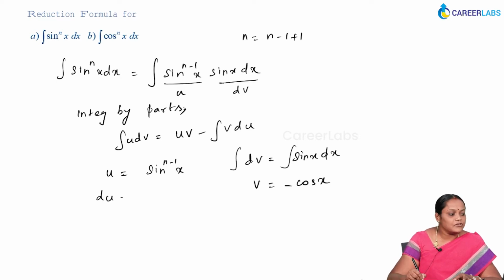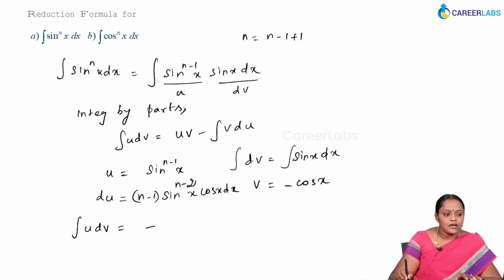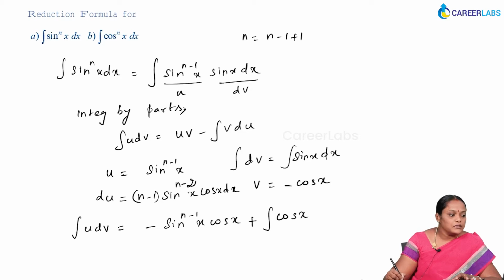Same way, when you come to this part, differentiation of u is du, which is equivalent to n minus 1 sin to the power n minus 1 giving n minus 2, so sin^(n-2) x, and differentiation of sin is cos x dx. So by integration by parts, integral u dv will be equivalent to uv. Already we have a negative sign with the v, therefore it is minus sin^(n-1) x cos x minus integral v du. V is nothing but minus cos, so minus into minus will become plus cos x into du, that is n minus 1 sin^(n-2) x cos x dx.